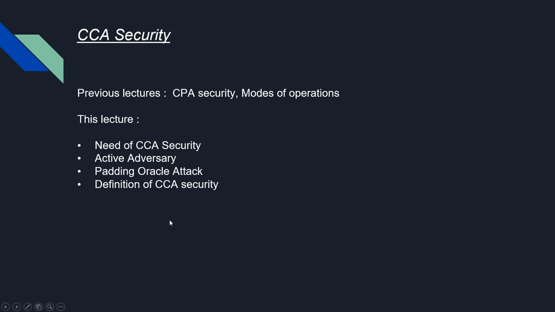So in the previous lectures we have seen the topic CPA security and also its mathematical definitions. We have also seen the different modes of operation for the CPA security. The agenda for today's lecture is that we first understand what is the need of CCA security. Also, we will understand what is an active adversary and a passive adversary. Then we will see an example which explains the motivation for the need of CCA security, which is the padding oracle attack. Then at the end we will see the actual mathematical definitions for the CCA security.